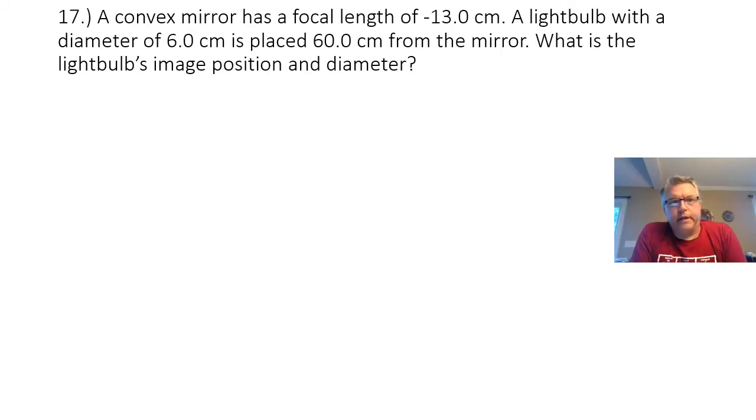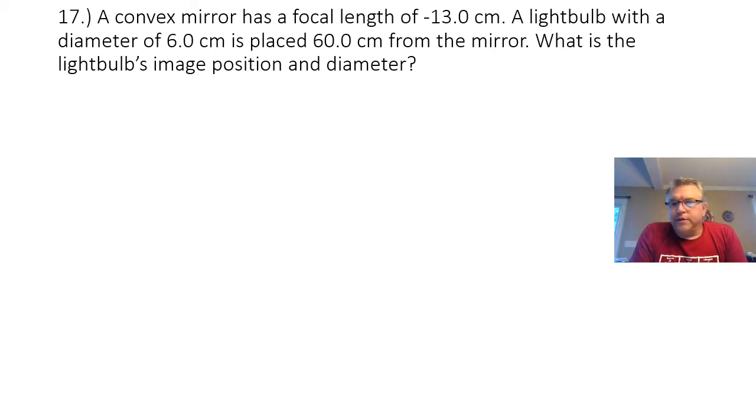Problem 17. A convex mirror has a focal length of negative 13.0 centimeters. A light bulb with a diameter of 6.0 centimeters is placed 60.0 centimeters from the mirror. What is the light bulb's image position and diameter?